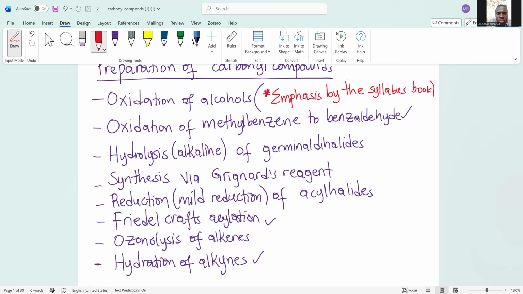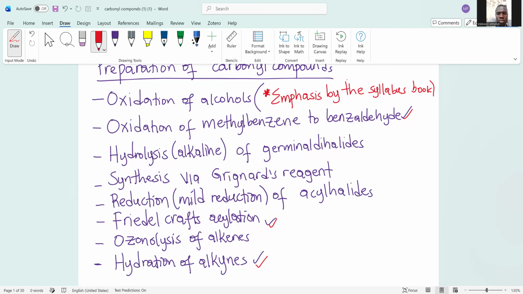Now, the reason it is emphasizing that may be that these other preparative techniques have been covered under different homologies. Like I've told you, oxidation of methylbenzene to benzaldehyde has been covered under benzene. Friedel-Crafts acylation has been covered under benzene. Hydration of alkynes to carbonyl compounds has been covered under alkynes. Hope I'm clear on that.